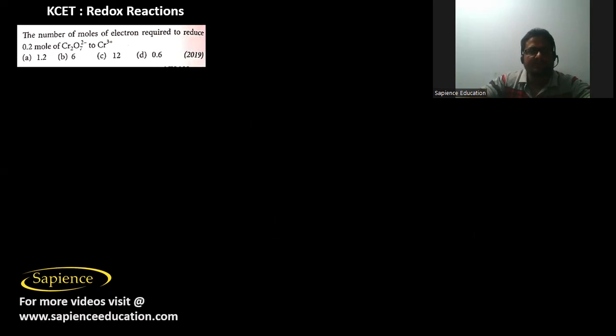Then here it is told, the number of moles of electrons required to reduce 0.2 mole of Cr2O7 2 minus to Cr3 plus. So here 2 Cr3 plus ions will be formed. Here chromium is in plus 6 oxidation state and here it is in 3 plus oxidation state. So 3 electrons it will gain, so 2 chromium atoms will gain 6 electrons.